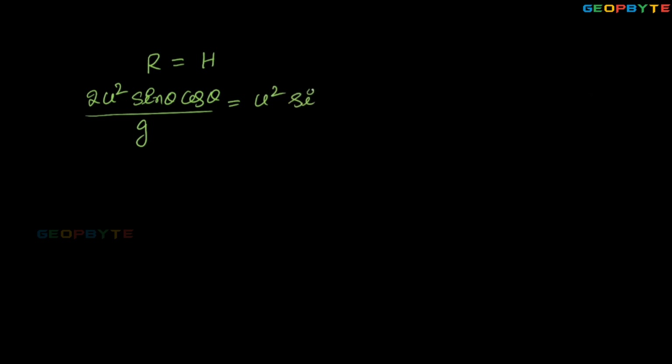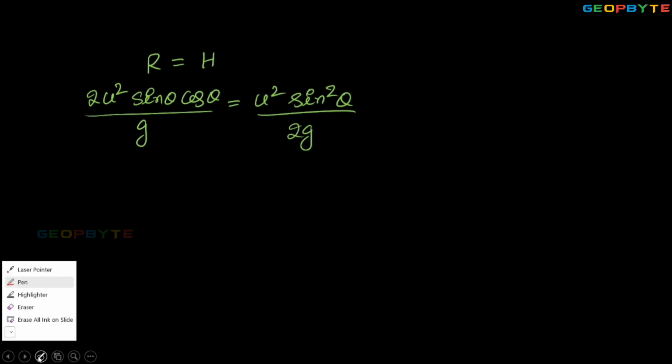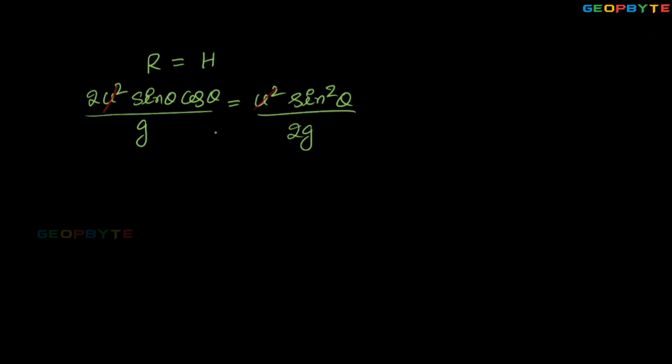Here, horizontal range R equal to maximum height. Horizontal range, you got 2u square sine theta cos theta divided by g, equal to the maximum height, equal to u square sine square theta by 2g. Okay. Now let us cancel u square, g and 1 sine theta.